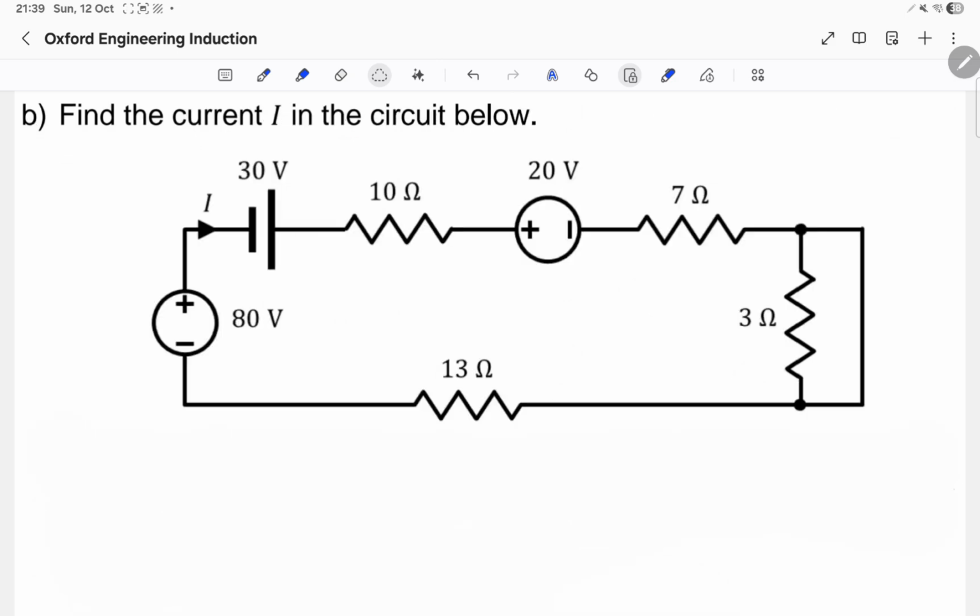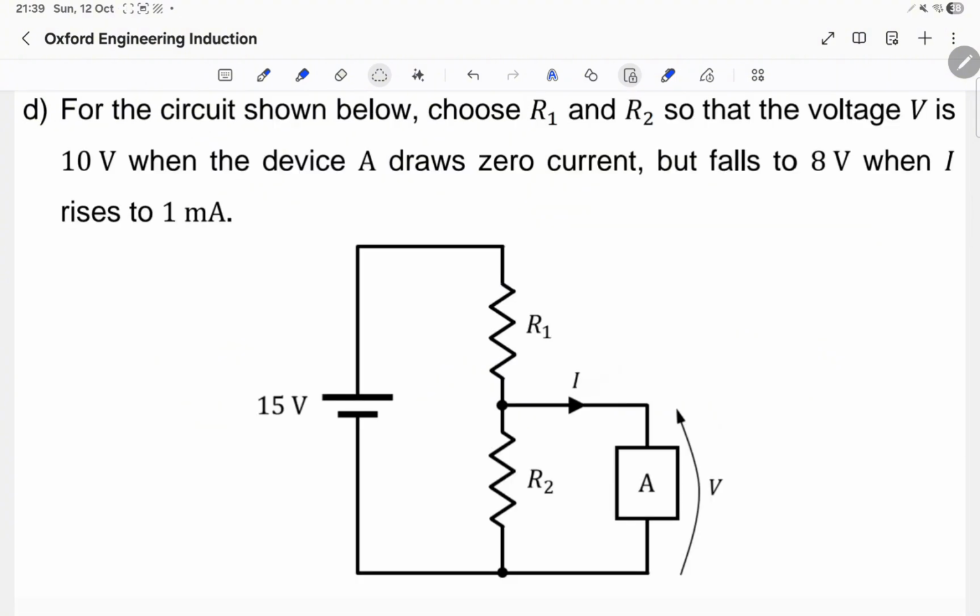Part B. Find the current I in the circuit below. Part D. For the circuit shown below, choose R1 and R2 so that the voltage V is 10 volts when the device A draws 0 current, but falls to 8 volts when I rises to 1 milliamp.